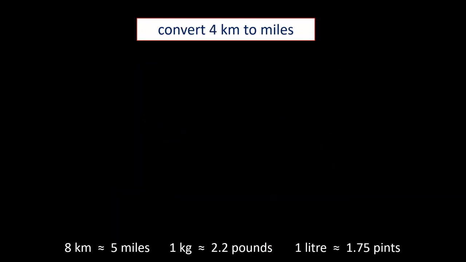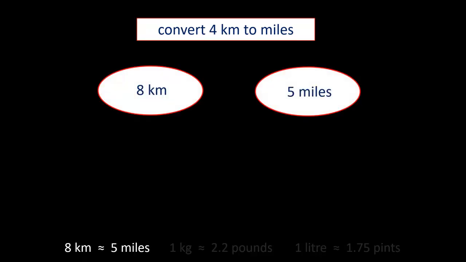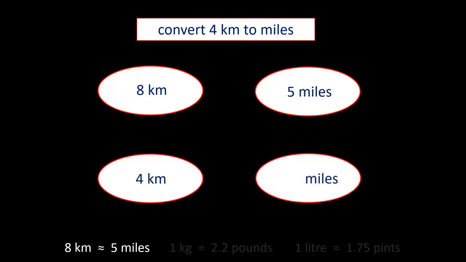Let's have a look at this one then. 4 kilometres to miles. Let's have a look along the bottom. Which conversion are we going to use? There we go. 8 kilometres, approximately 5 miles. Now, we haven't got 8 kilometres, we've got 4 kilometres. So what have we done? We've halved it, divided by 2. So we do the same to the 5, and 5 divided by 2, 2.5 miles. 4 kilometres, approximately equal to 2.5 miles.